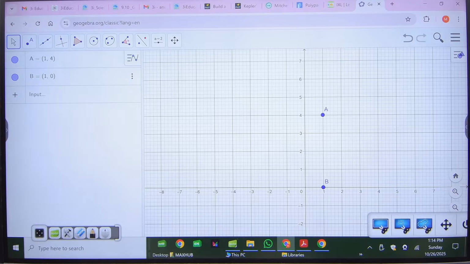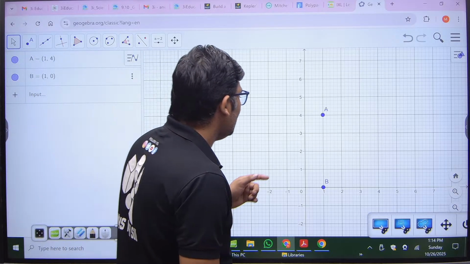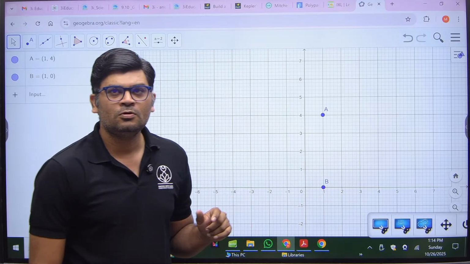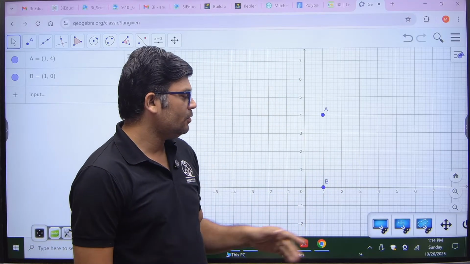Only 1, 2. 1, 2? Yeah. So you should tell me the equation of a line which passes through 1, 2 and is perpendicular to AB.